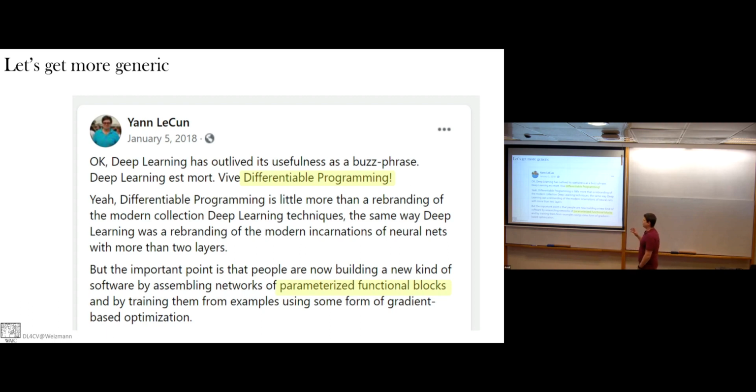We need those generic blocks. We don't want to just multiply by a matrix. We want to do many, many cool things, as long as we can take backpropagation through them. Then we can have networks with various mechanisms or parameterized functional blocks that do many things. So let's get more generic now.